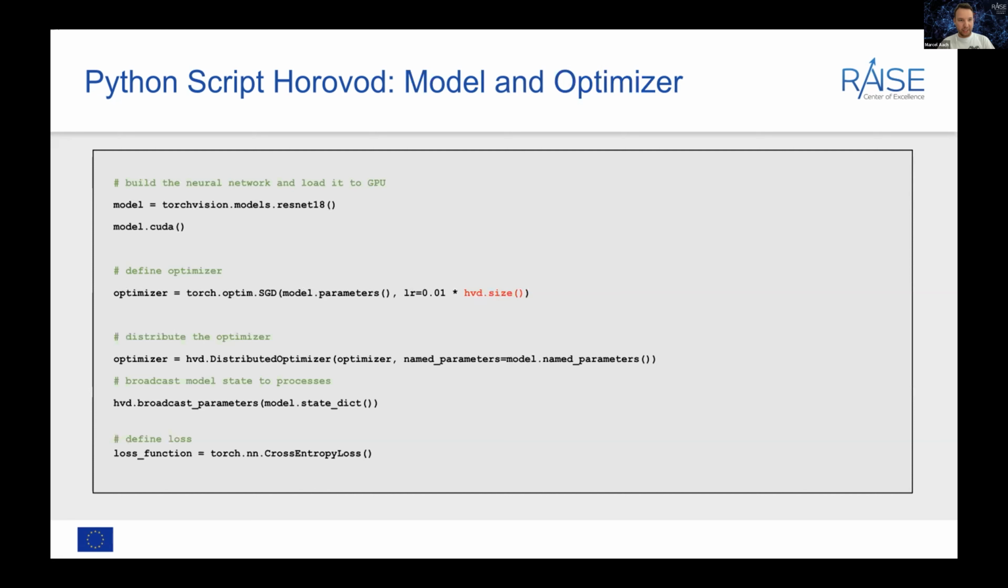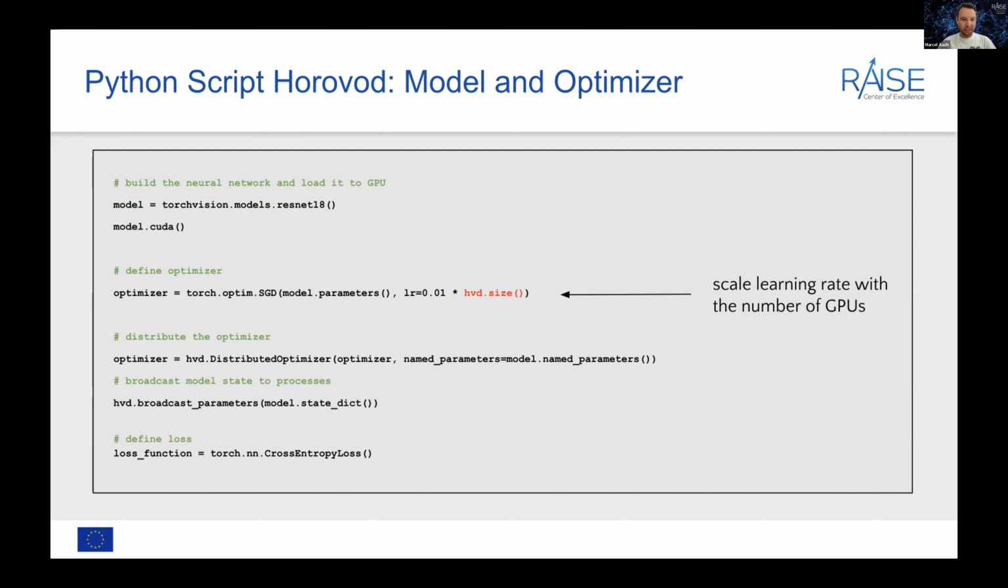Then as the next step, we can build the neural network. Again, I'm using a very simple ResNet-18, which I then need to load to the GPU. Then we can define the optimizer. Here I'm just using a very simple stochastic gradient descent.